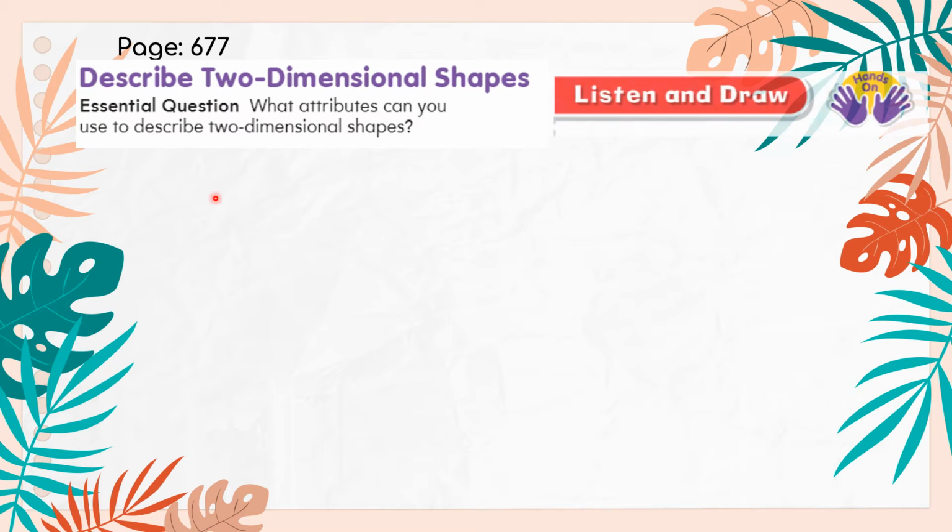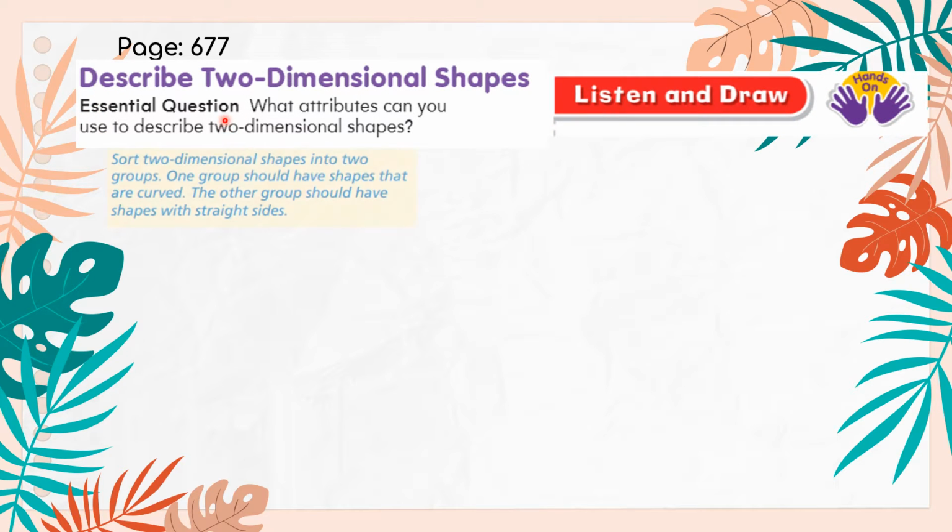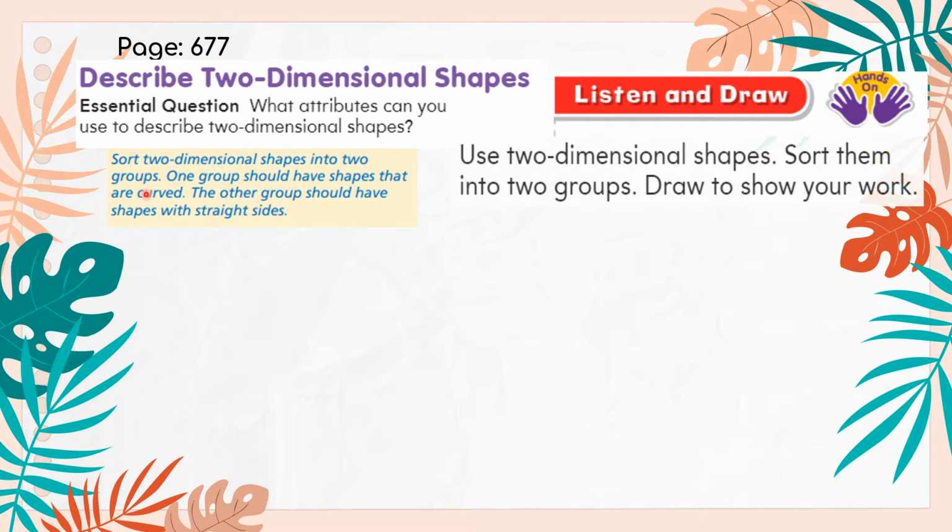Now open your books on page 677 and let's look at this listen and draw question. Describe two-dimensional shapes. Essential question: what attributes can you use to describe two-dimensional shapes? Now sort two-dimensional shapes into two groups. One group should have shapes that are curved. The other group should have shapes with straight sides. Use two-dimensional shapes, sort them into two groups, draw to show your work.